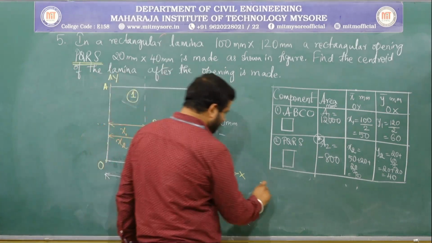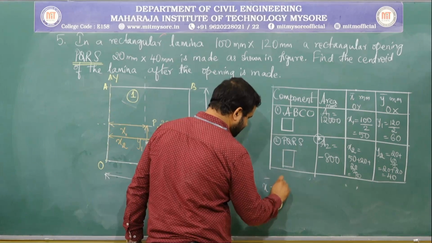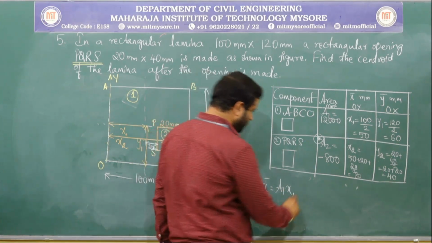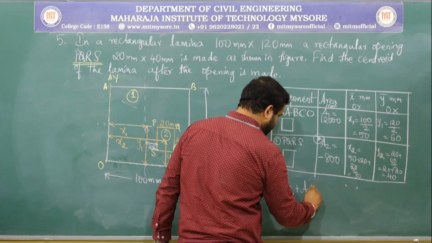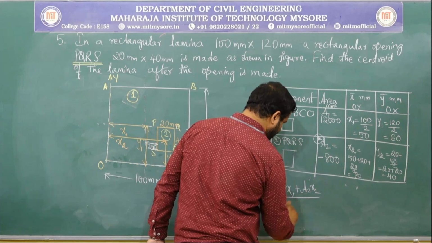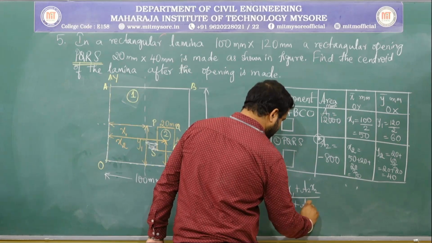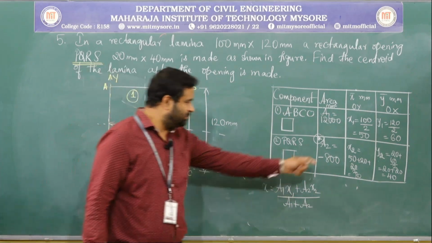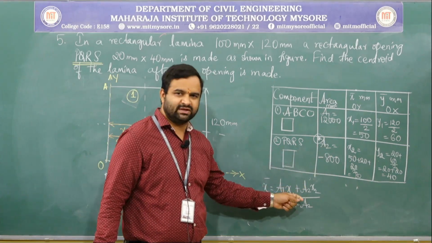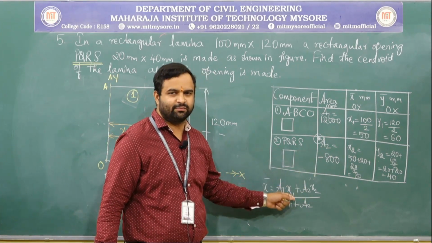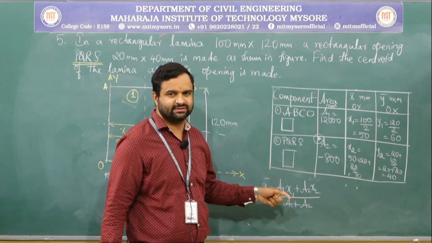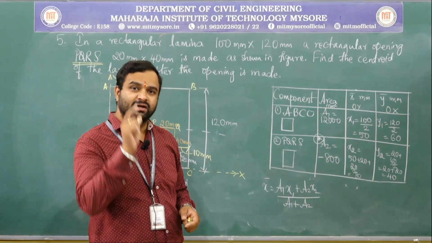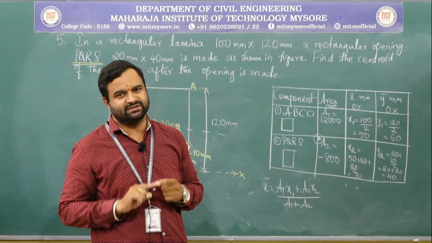Let us see. What is the formula for x bar? It is a1 x1 plus a2 x2 divided by a1 plus a2. So, you might be wondering, I had written minus sign here, but I am writing plus sign here. I will not change the sign in this formula, I will write it as it is. But when I substitute the value of a2, then I will be writing the exact minus sign.